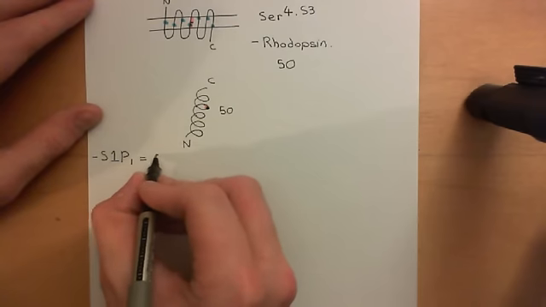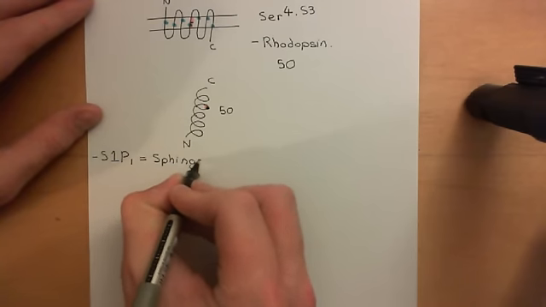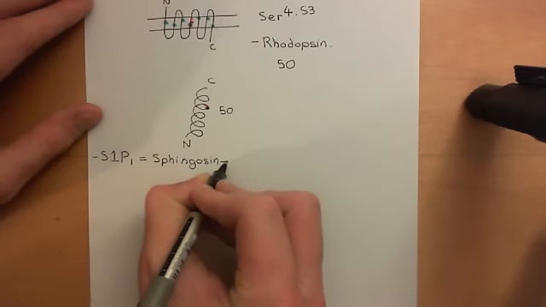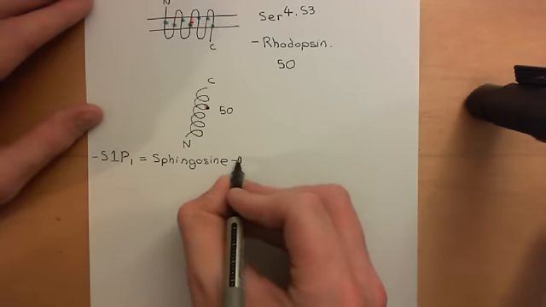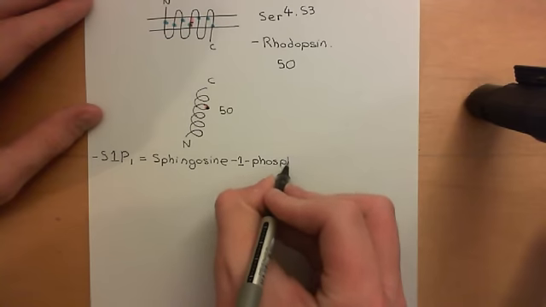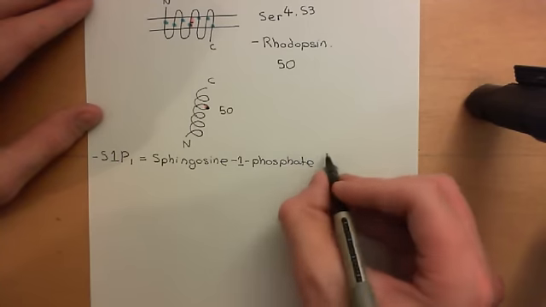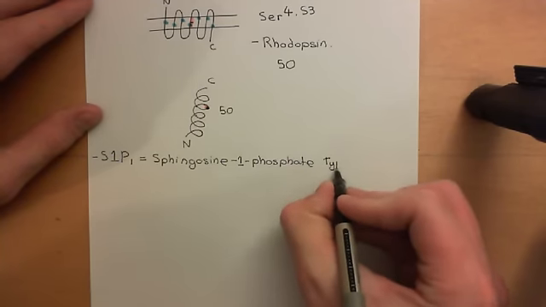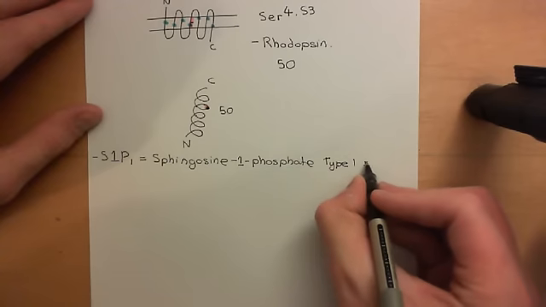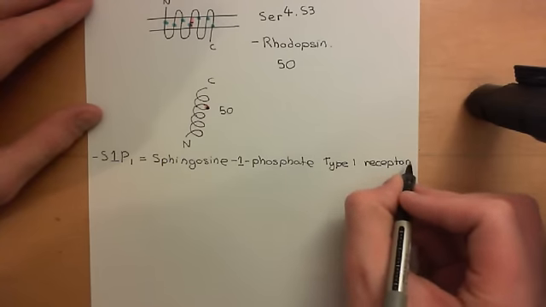Okay, so what does this stand for? This stands for sphingosine 1-phosphate. That's the S1P. So this is sphingosine 1-phosphate. And then it's the sphingosine 1-phosphate type 1 receptor. That's what this one down here is for. So type 1 receptor. Okay, so firstly, what is sphingosine 1-phosphate?